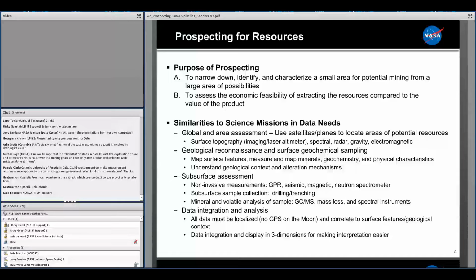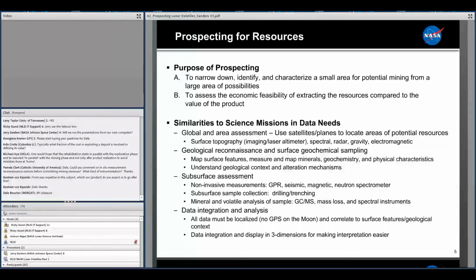Now, one of the things that's been very interesting working from the NASA perspective in space is that a lot of what we talk about prospecting has a lot of similarities to the data needs associated with the science missions and the data that has been discussed the last 2.5 days. You start with a global or area assessment. On Earth, you use satellites and planes. For the moon, we've used satellites and an impactor. But you start with surface topography understanding with items such as imagery and laser altimeters. You look at the surface spectrally with radar, gravity, and electromagnetic instruments.